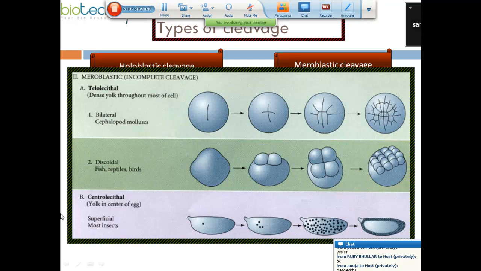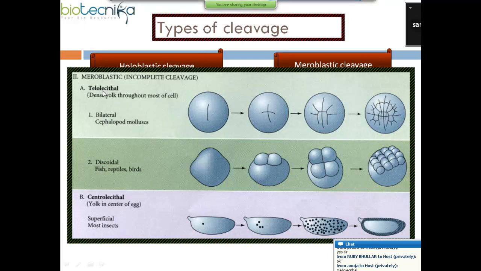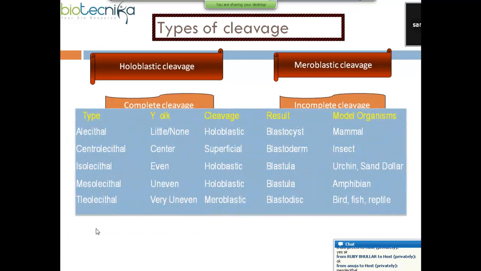If you see that, it's telolecithal, TC. T stands for cephalopods, fish, reptiles, birds. And then centrolecithal, most of the insects. To be more specific, let us remember this one. There are different types of eggs, and then yolk content, and then type of cleavage, whether it's meroblastic or holoblastic. The result is a blastocyst or blastoderm. Some of the examples which we can remember. Just go through this one.